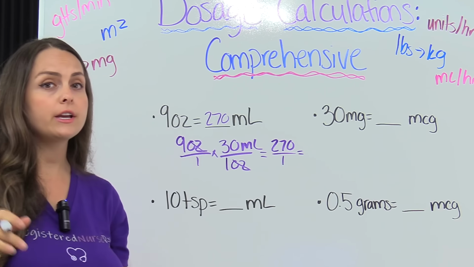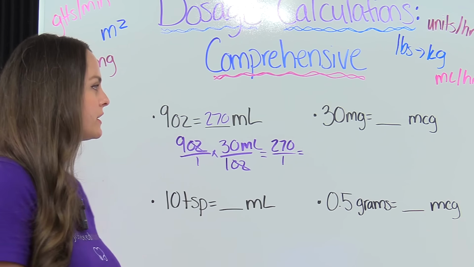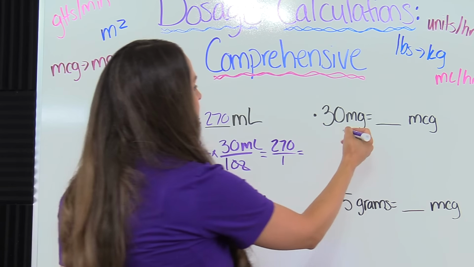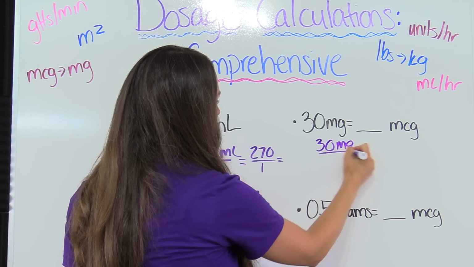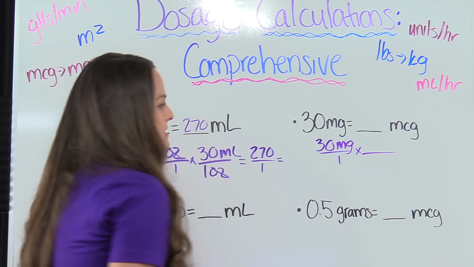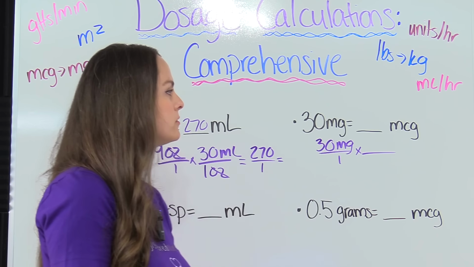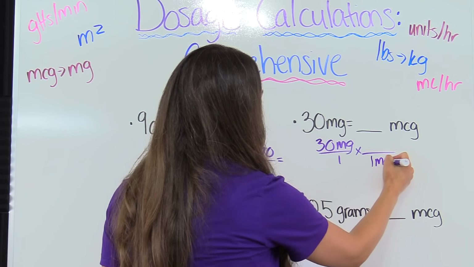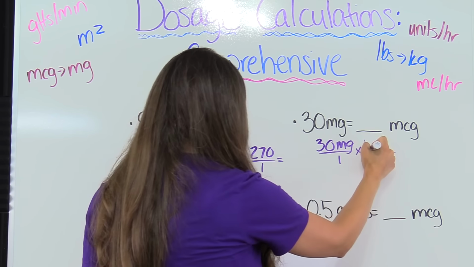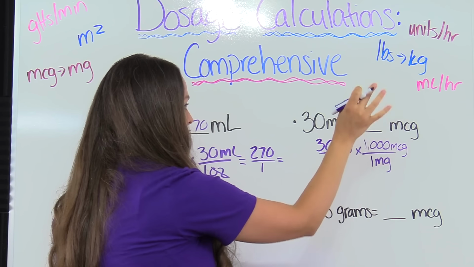It says 30 milligrams equals how many micrograms? So we're trying to figure that out. Again, we'll set up our problem using dimensional analysis. So we say 30 milligrams. And we've got to ask ourselves, using the metric table, how many milligrams equals micrograms. So we know 1 milligram equals 1,000 micrograms. And that is where we're supposed to get.